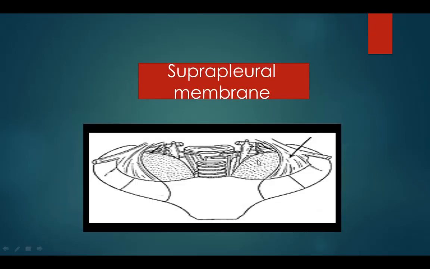As you can see here, this is the suprapleural membrane, which is a thickening of the endothoracic fascia. Here, this is the apex of the lung, so it's protecting it. And here, this is the trachea, this is the sternum, and the first rib.